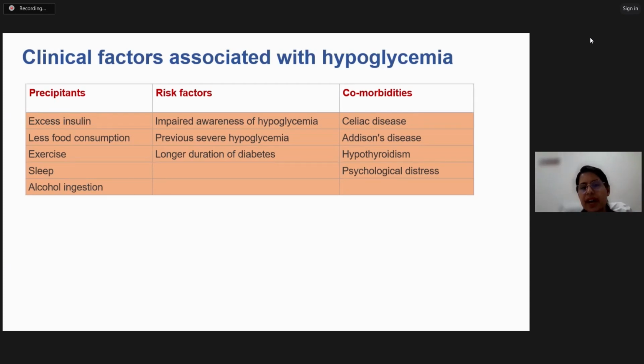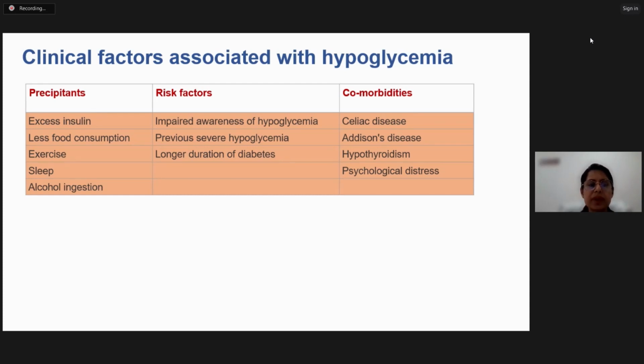Then there are other risk factors, which include impaired awareness of hypoglycemia, previous severe hypoglycemia, and longer duration of diabetes, because it affects the nervous system. Comorbidities like celiac disease, Addison's disease, hypothyroidism, and some psychological distress can also be associated with hypoglycemic episodes.